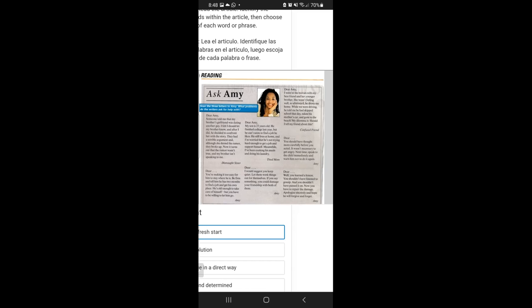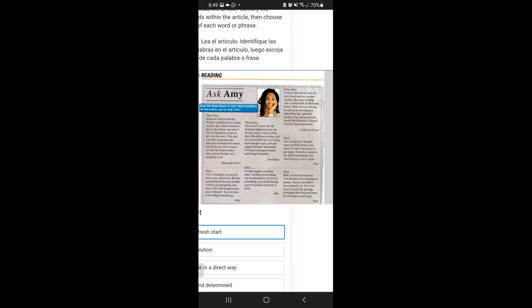I would suggest you keep quiet, let them work things out for themselves, and you say sometimes you call the... no sé cómo pronuncia. Your friendship with them. Dear Amy, I went to the movies with my best friend and her younger brother. She wasn't feeling well, so afterward he drove me home. While we were driving, he told me he had skipped school that day, taken his mother's car and gone to the beach. My dilemma is, should I tell my friend about this?